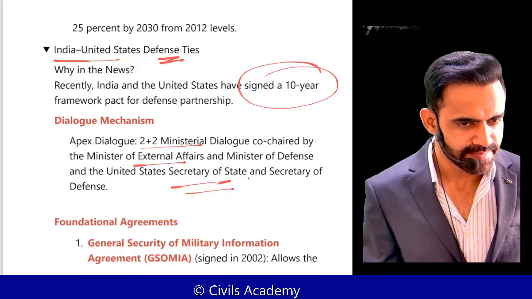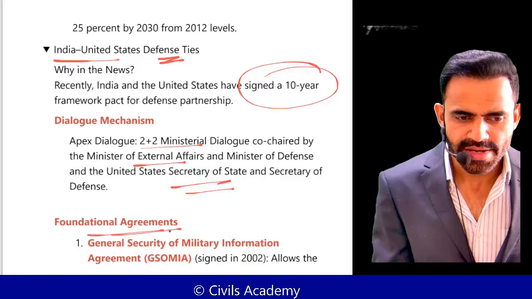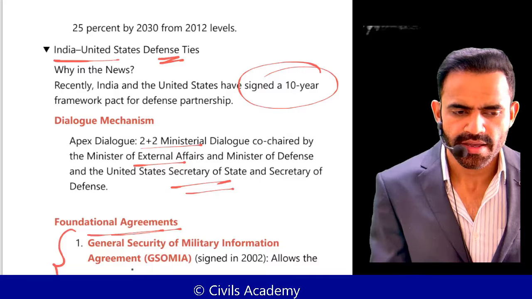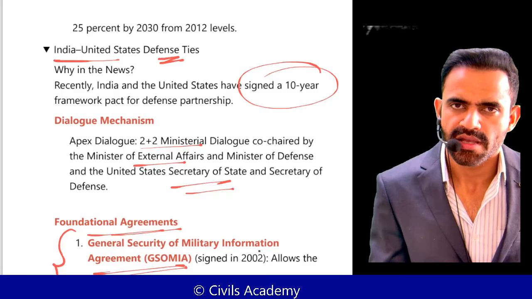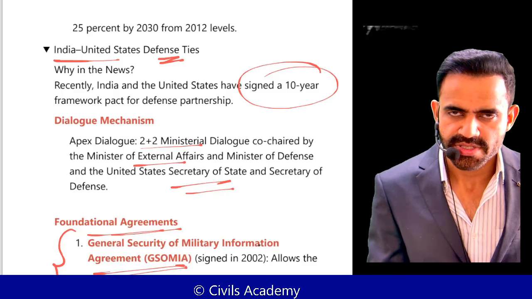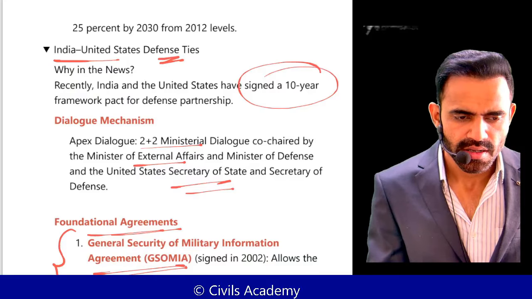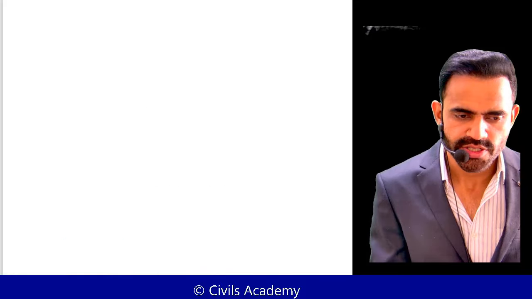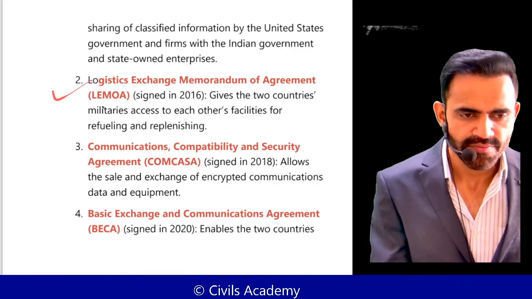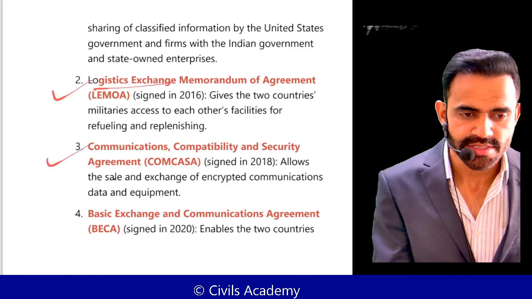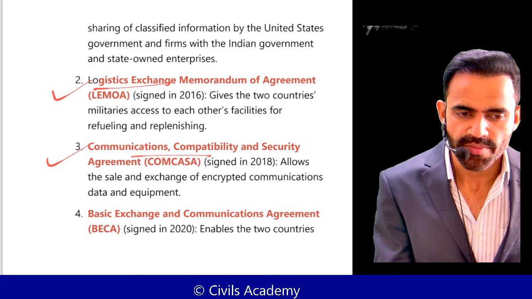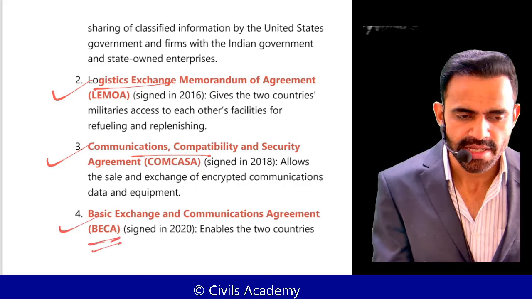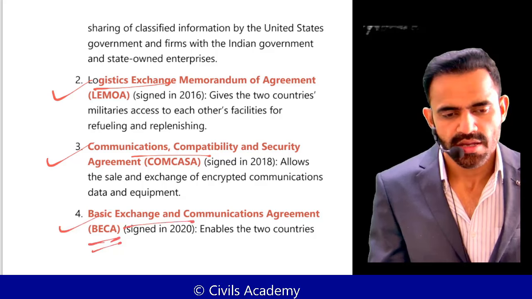Okay. Now, there are various agreements between India and the USA. Again, we have covered these agreements multiple times in the past months as well. Please go through that. For example, GSOMIA, that is for military information agreement, is there. Then we have LEMOA for logistics exchange. Then we have COMCASA for communication compatibility. We have BECA for basic exchange and cooperation. Okay.